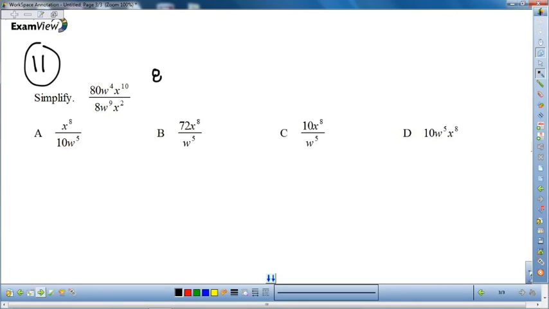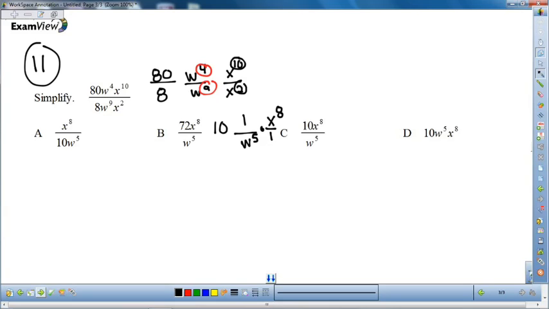Okay, so for 11, we're going to go ahead and separate the numbers, the w's, and the x's. So 80 divided by 8 is going to be 10. We're going to subtract the exponents. Notice that there's more w's in the denominator, so they're going to remain in the denominator. So I'm going to have w to the 5th, because 9 minus 4 is 5. And then for the x's, I'm also going to subtract the exponents, so that's going to be x to the 8, and there's an invisible 1. So if I multiply going across, I'm going to get 10x to the 8 over w to the 5th.